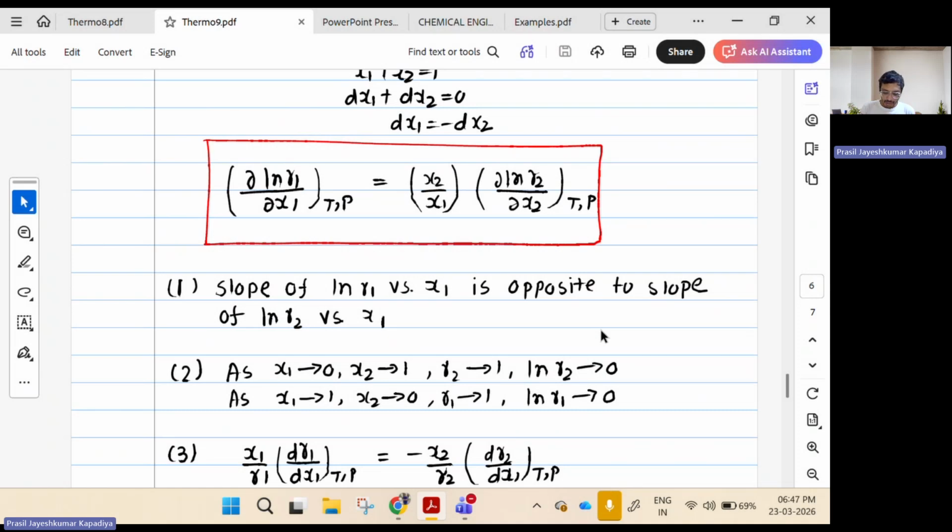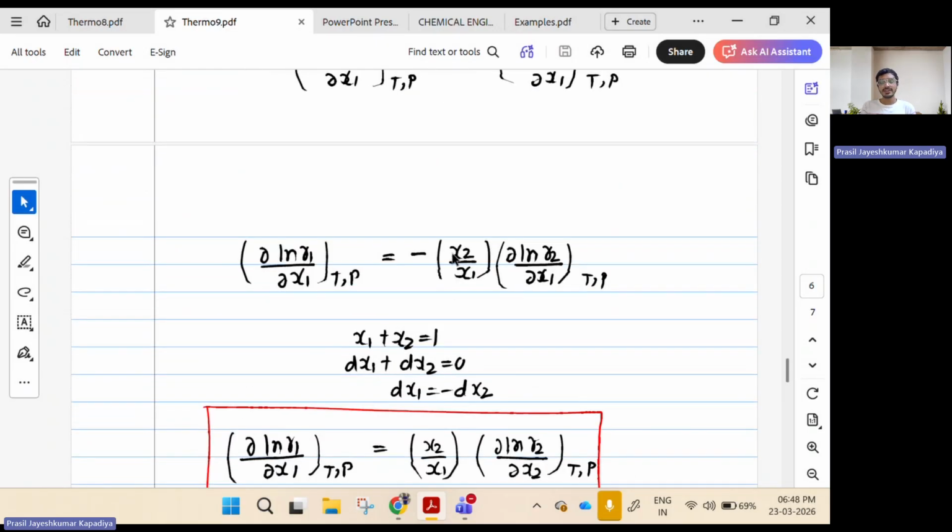So when one component is in very excess quantity or the other component is in very dilute nature, gamma 2 is always tending to 1. So this shows the solution will try to behave ideally. Correct? Because gamma 2 is tending to 1.